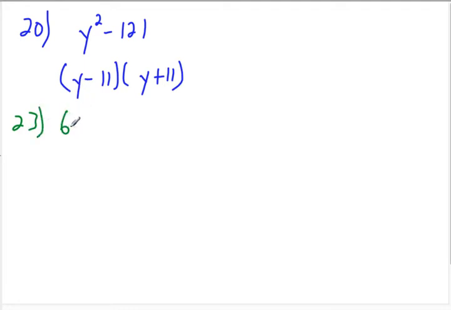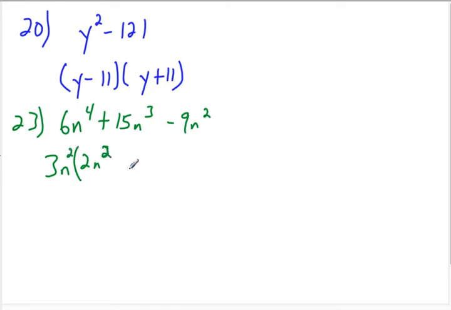So moving on to 23, we have 6n to the 4th plus 15n cubed minus 9n squared. So each of these has a 3 and 2n. So I'm going to factor out a monomial here. 2n cubed, oops, 2n. So 2n squared plus 5n minus 3. And so now looking in the parentheses here, this looks like we could factor it some more. So let's see.